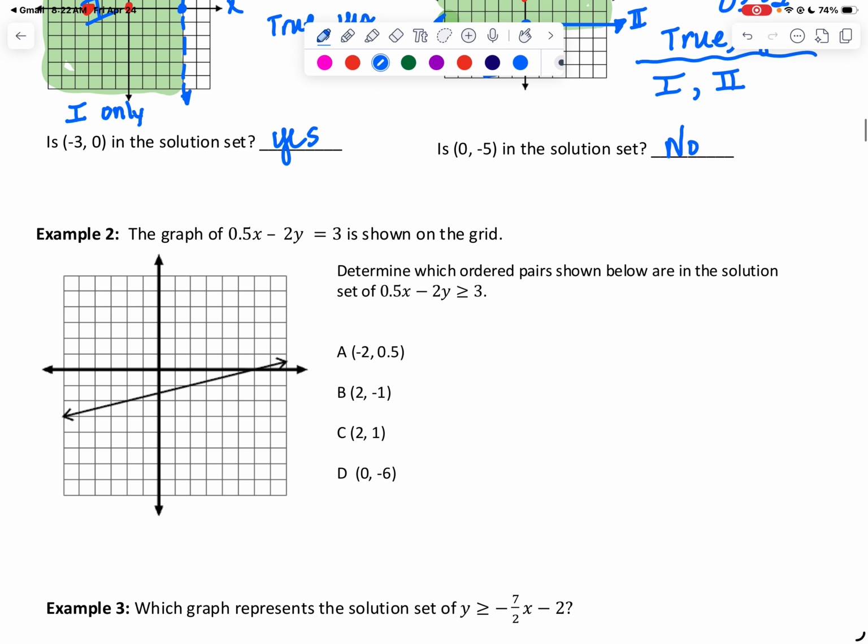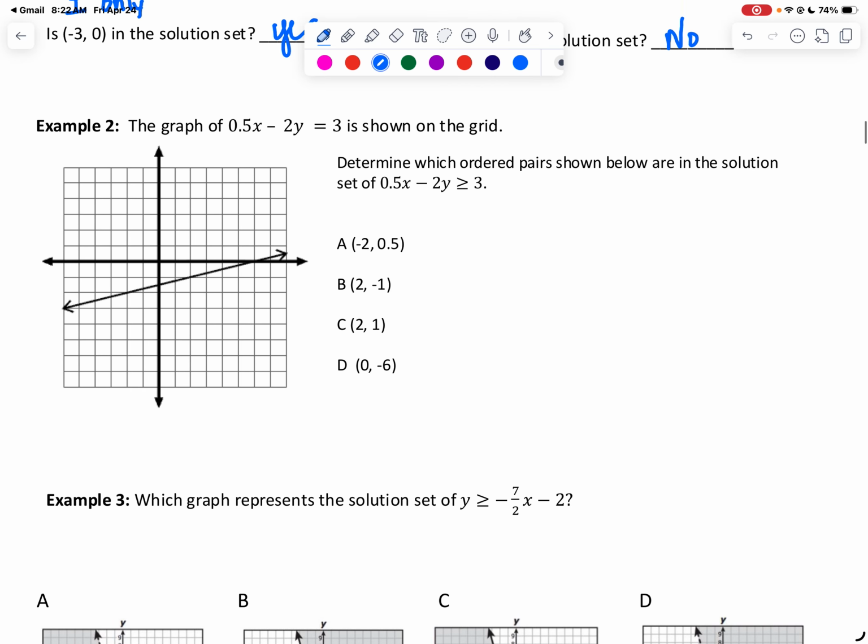All right, example 2. The graph of 0.5x minus 2y equals 3 is shown on the grid. Determine which ordered pairs below are in the solution set of 0.5x minus 2y is greater than or equal to 3. So in this problem, we don't need to solve it for y because they've already graphed it for us. What we need to do is label our regions. There's region 1, everything above the line, region 2, everything on the line, and region 3, everything below the line. What we need to do is figure out where to shade so that we know where the solutions lie.